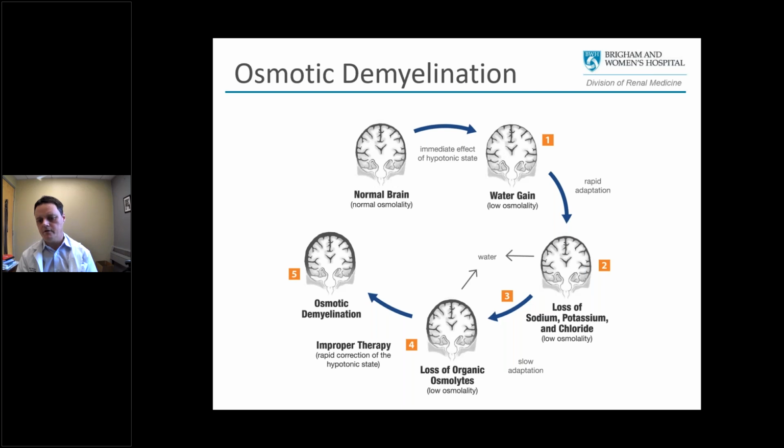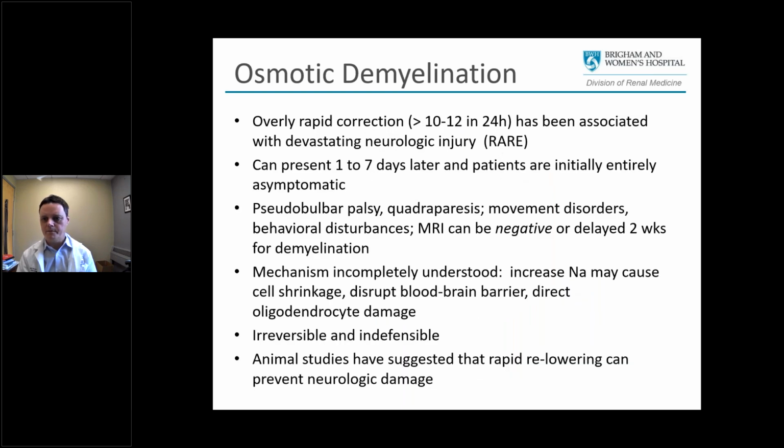Unfortunately, if you then rapidly correct the serum sodium concentration, the brain still has an absence of these organic osmolytes, and so you will rapidly get water loss from the brain as a result. And so what that leads to is this condition called osmotic demyelination. It is due to overly rapid correction in serum sodium concentration. It is rare. It can present 1 to 7 days afterwards, and the patients are usually entirely asymptomatic first, but they can get pseudobulbar palsy, quadriparesis, movement disorders, behavioral disturbances. The MRIs can be negative for the first 2 weeks after it happens, but the injury is irreversible.